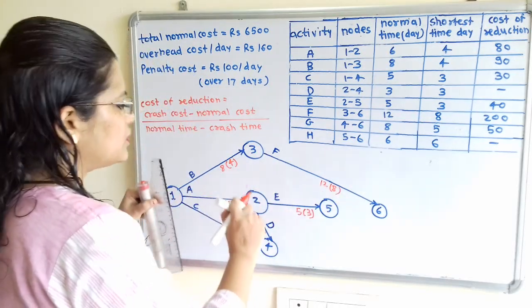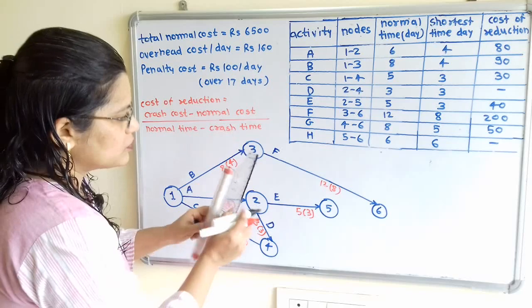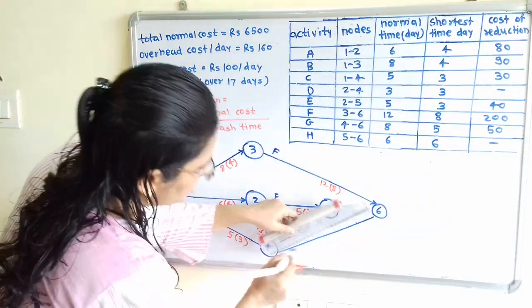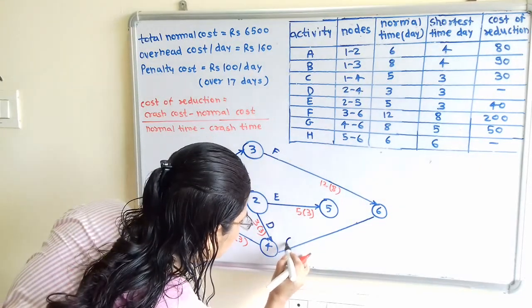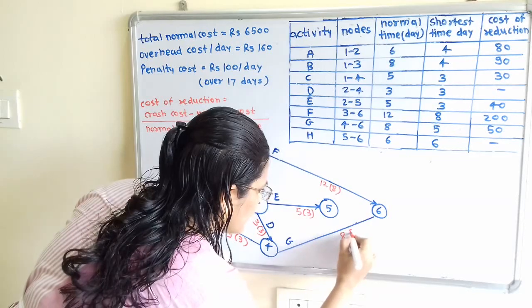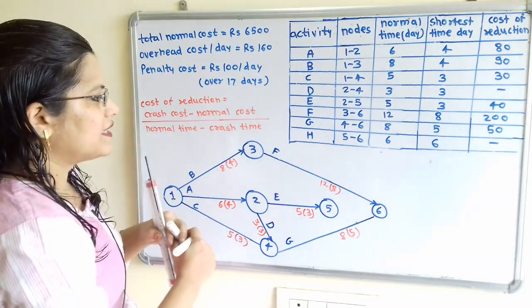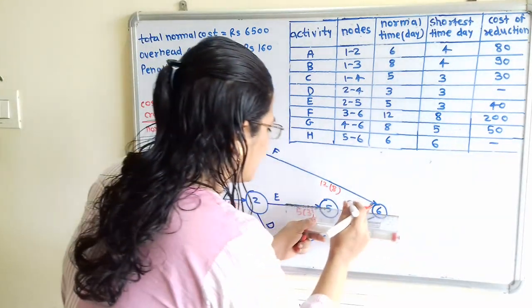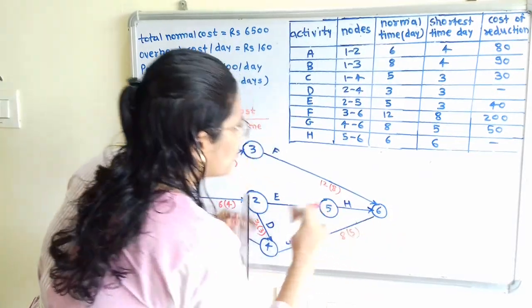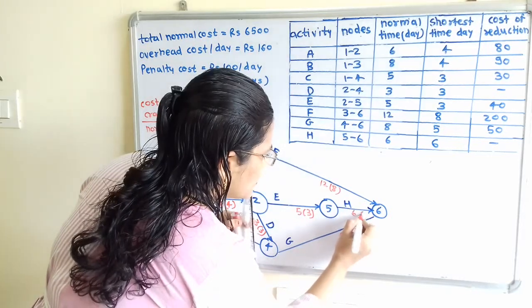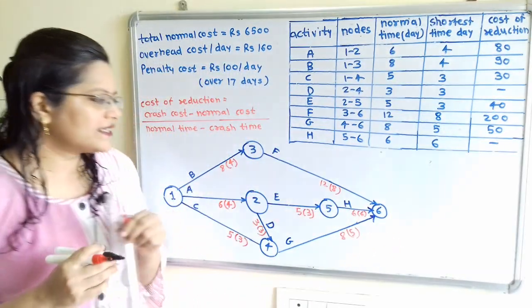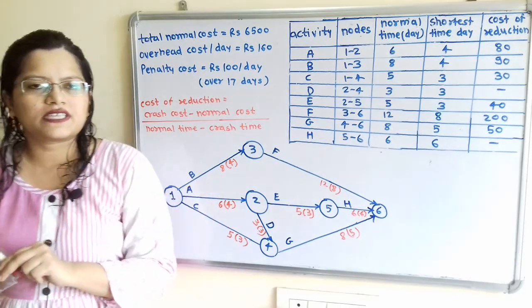Then the next one is G, from 4 to 6. So we join 4 and 6 here. This is activity G, and we have to mention 8 and 5, 8 and 5 in brackets. Then activity H, which is from 5 to 6. So we have to write 6 and 6 in brackets. We have to show the arrow also. So this network diagram is getting completed.